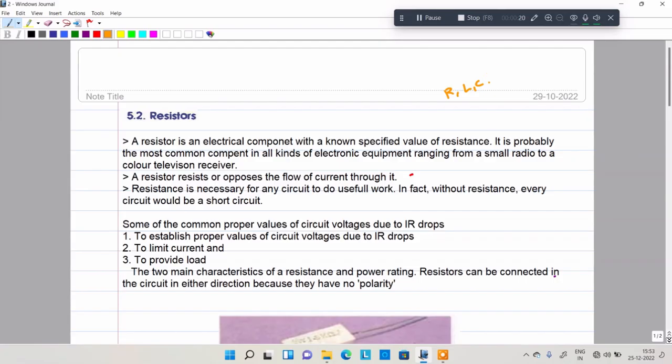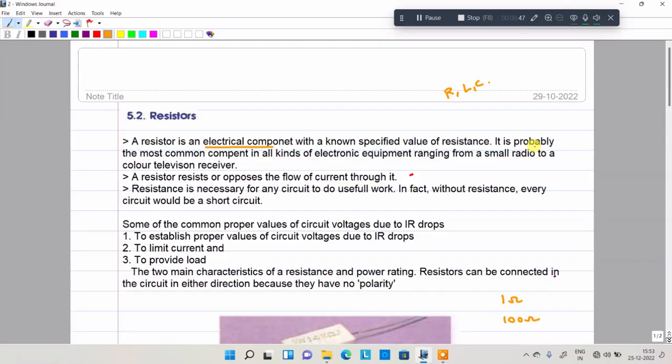resistors. So resistance or resistor is an electrical component with a specified value. For example, in a particular circuit, 1 ohm resistance is there, 100 ohm resistance is there. That is a specified value. That particular resistor is an electrical component with a specified value of resistance.